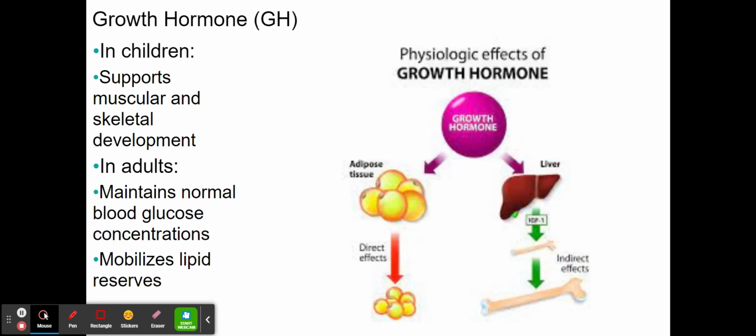The effects of GH on protein synthesis and cellular growth are most apparent in children. GH supports their muscular and skeletal development. In adults, growth hormone helps to maintain normal blood glucose concentrations and to metabolize lipid reserves in adipose tissue. GH is not the primary hormone involved, however. An adult with a GH deficiency but normal levels of thyroxine or T4, insulin, and glucocorticoids will have no physiological problems.